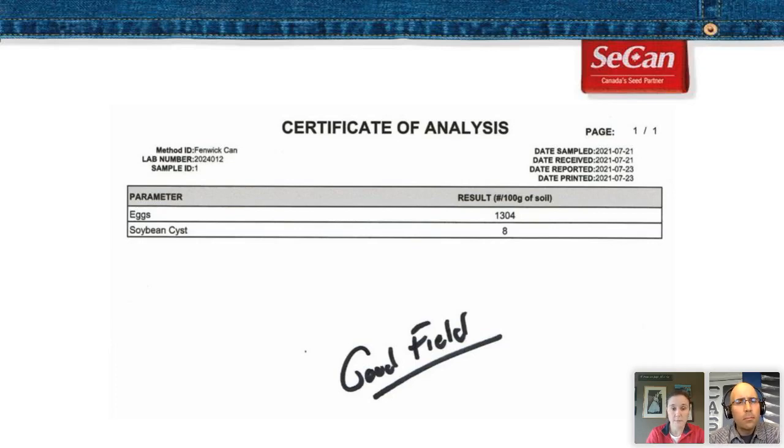So in this case, we're seeing cysts at 8 in 100 grams of soil, and then eggs at 1,304 in 100 grams of soil. So fairly substantial, but that's lower than some of the fields that we're seeing. So you actually have a lot of data that can allow you to gain a lot of insight into where SCN is in a field, how much there is, and how affected that field could potentially be. Absolutely.